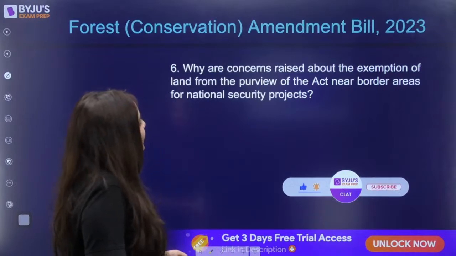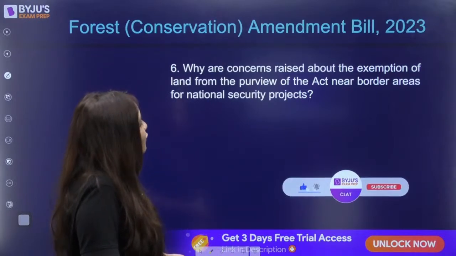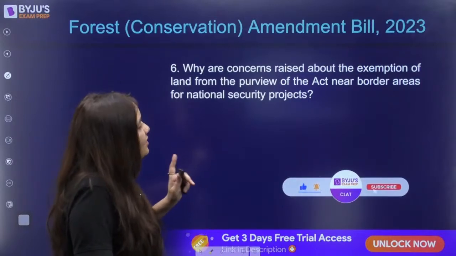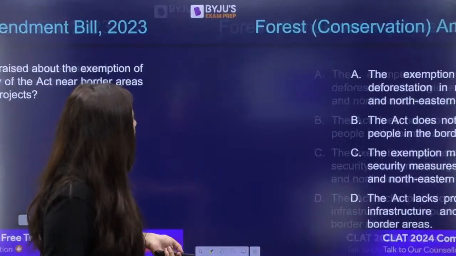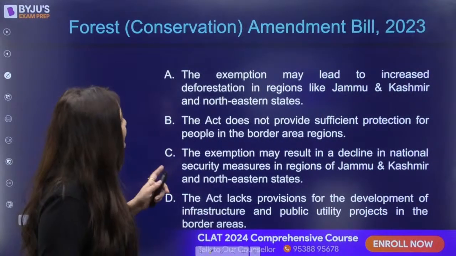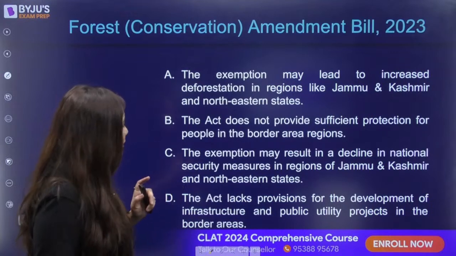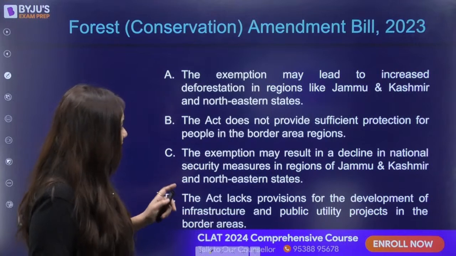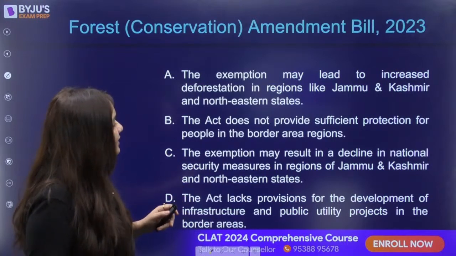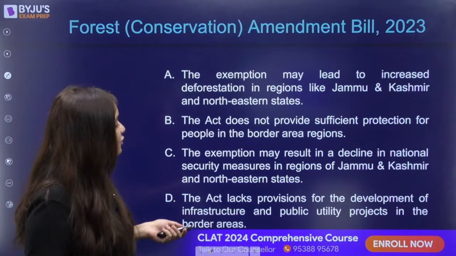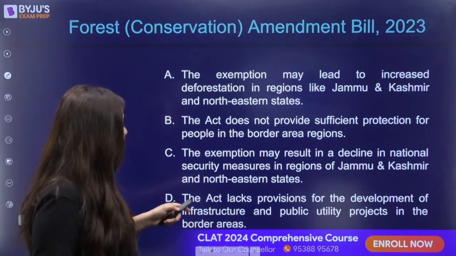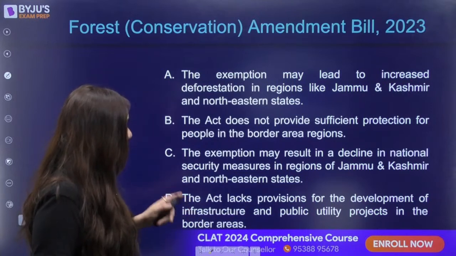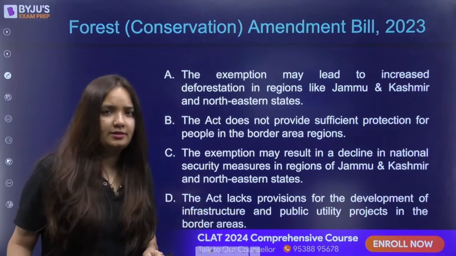Why are concerns raised about the exemption of land from the purview of the act near border areas for national security purposes projects? क्यों concerns raise किए जा रहे हैं? Simple question. The exemption may lead to increased deforestation in regions like Jammu and Kashmir, northeastern states. Act does not provide sufficient protection for people in the border area regions. The exemption may result in a decline of national security measures in the region of Jammu and Kashmir and northeastern states. The Act lacks provisions for the development of infrastructure and public utility projects in the border areas.